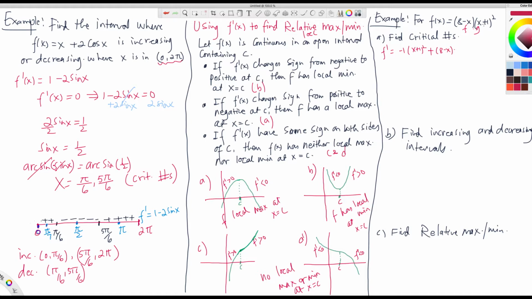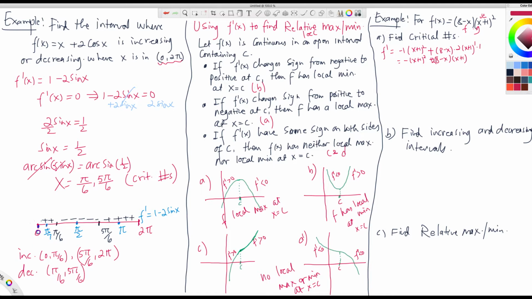How do I find that? It is like u squared, right? You can think of this as u and then the power 2. So it will be 2u to the power 2 minus 1 times u prime, which is 1. So basically you get negative (x plus 1) squared plus 8 minus x times 2, putting the 2 at the front, 2 times (8 minus x) times (x plus 1). This is what I got.